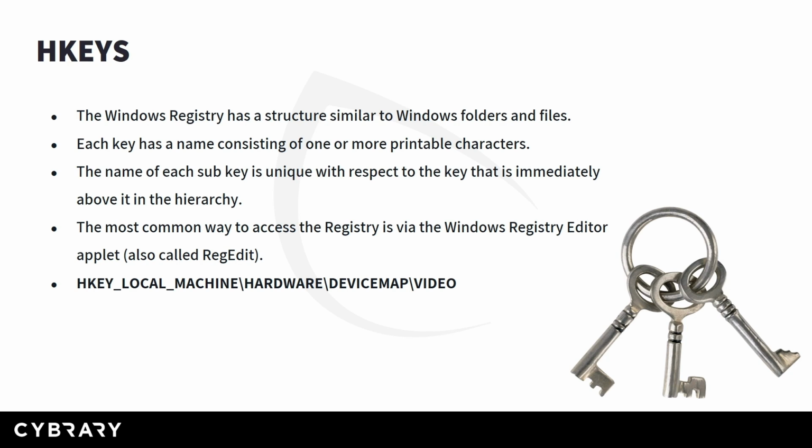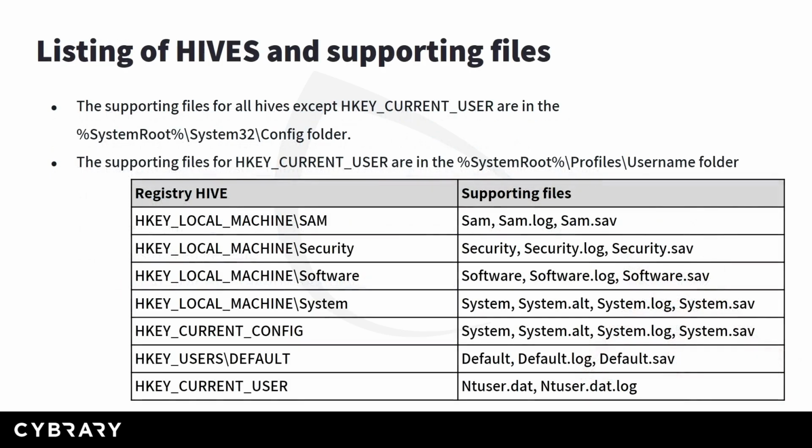The most common way to access the registry is by the Windows Registry Editor applet, also called Regedit. The HKey local machine key has the subkeys hardware, SAM, security, software, and system. Each of these keys has a subkey. For example, the hardware key has the subkeys description, device map, and resource map. The device map key has several subkeys, including video. A registry tree can be 512 levels deep. The registry can be accessed both on a live machine and an image.